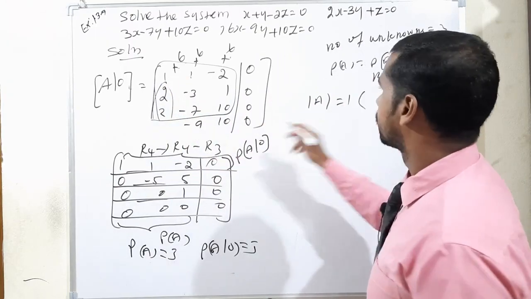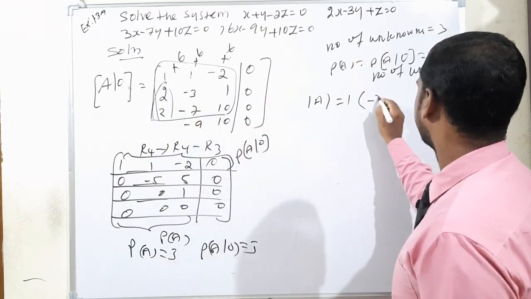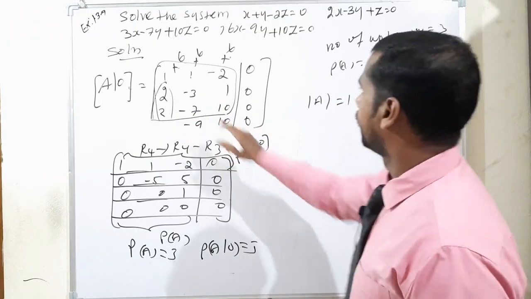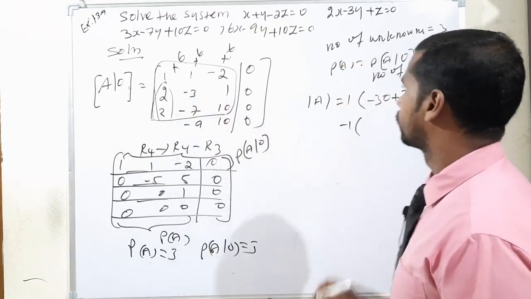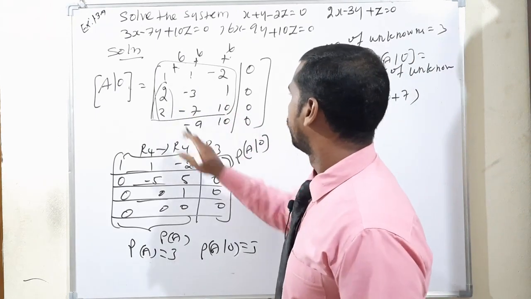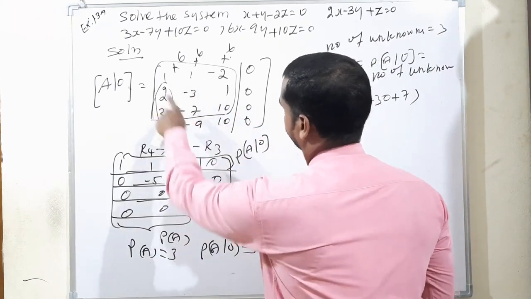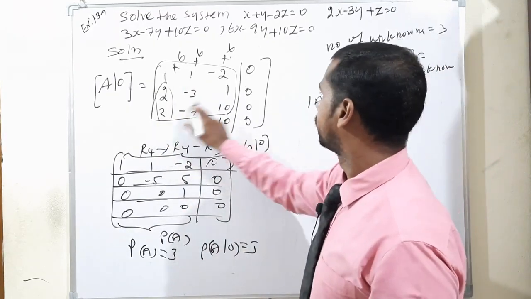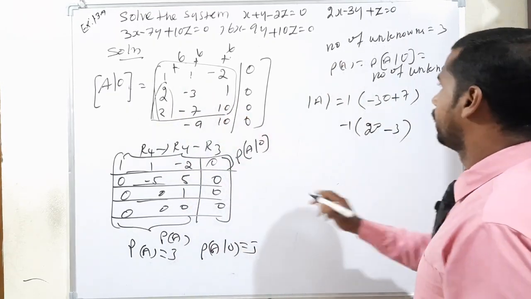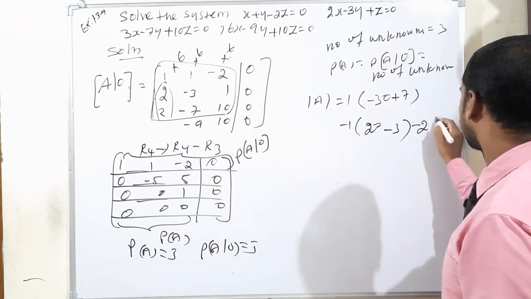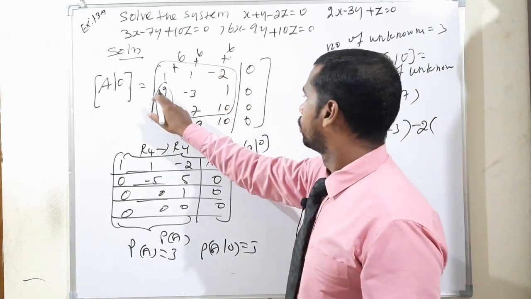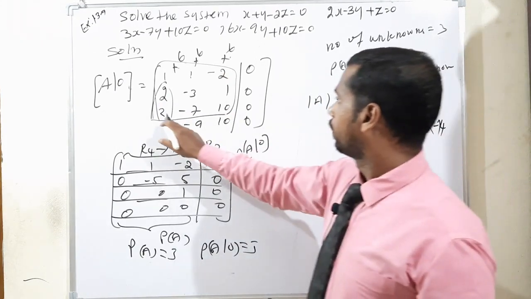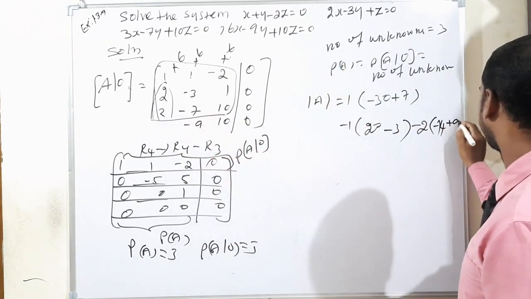So positive 1 means minus 3 into 10, minus 30, cross multiply means positive 7. Next condition, minus 1 will come. So minus 1 means row and column skip, and column 2 into 10, 20. Again cross multiply means 3 into 1, minus 3. Last term, minus 2 is there. Minus 2 means 2 into minus 7, minus 14, isn't it? Minus 14 cross multiply means positive 9.